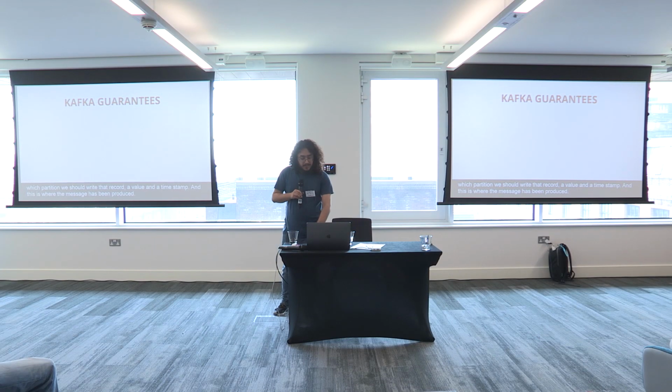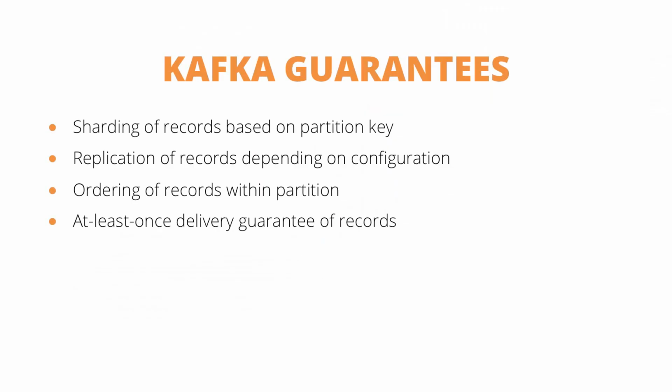Kafka has some guarantees in how it works. Kafka ensures sharding across different partitions, so data will eventually be distributed across the cluster. This replication depends on the configuration of the broker, which is actually quite complex. Kafka guarantees the order of records on a single partition. That means the order in which Kafka receives those records will be the order in which consumers read them. And at least we will receive those records on our consumers.